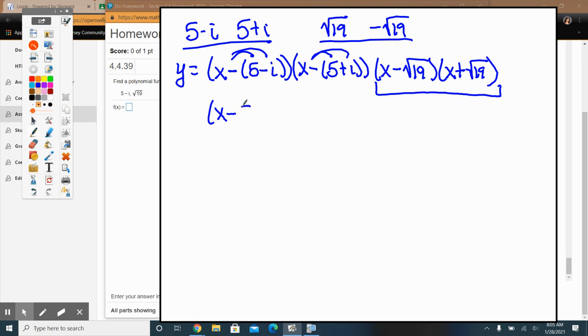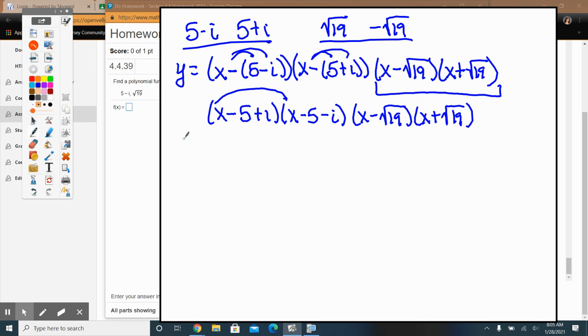And that's x minus 5 plus i now. And this is x minus 5 minus i. And what do I have here? I still have what I had, x minus root 19 and x plus root 19. Okay, so now I can triple distribute when I multiply these first two together.